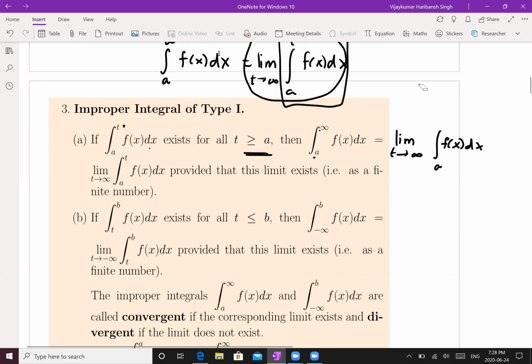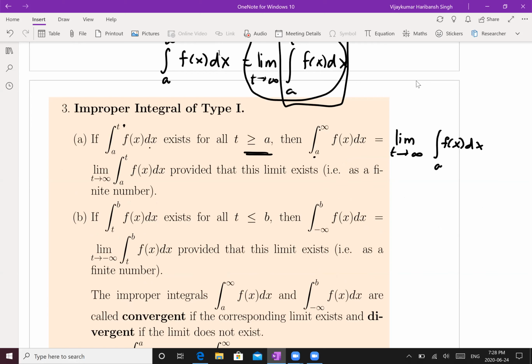Similarly, if you have integral minus infinity to b of f of x dx, you want to define this too. If integral t to b of f of x dx exists for every t less than b, then integral minus infinity to b of f of x dx is the limit as t goes to negative infinity of integral t to b of f of x dx. So the idea is you deal with going to infinity via limits, and that's the proper way. And this is the definition.